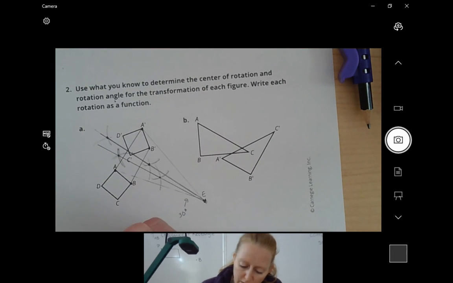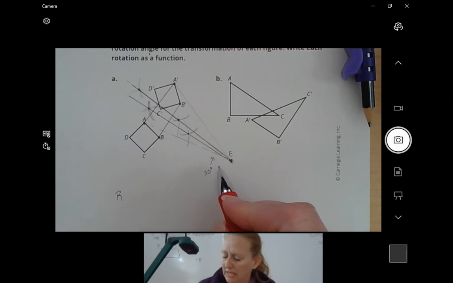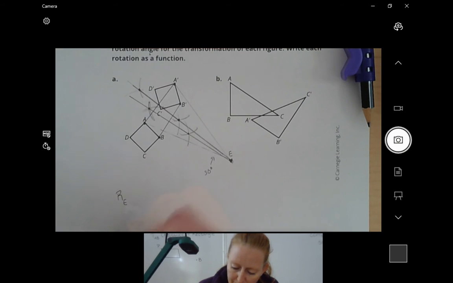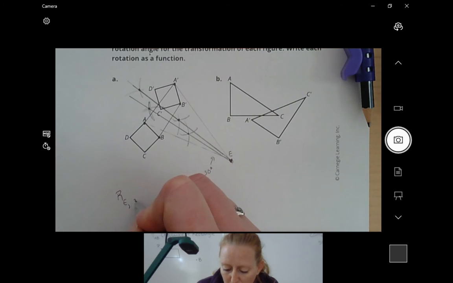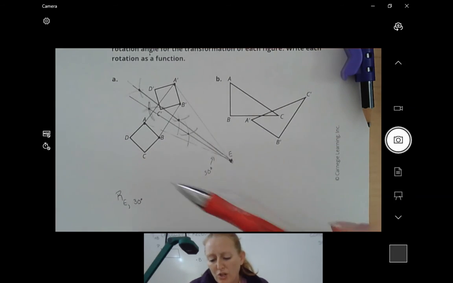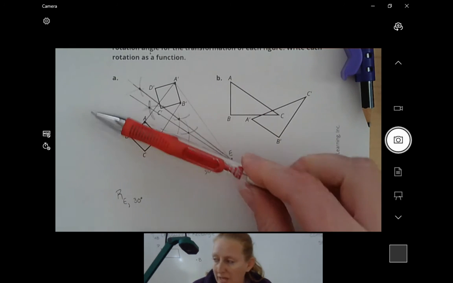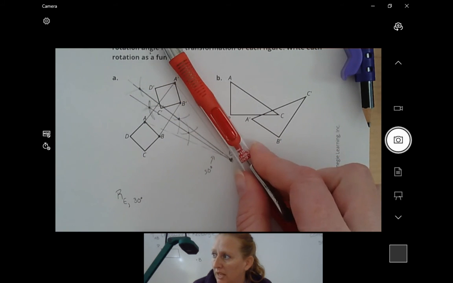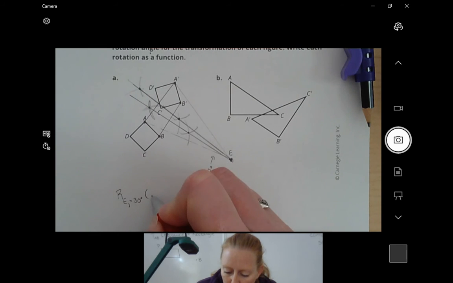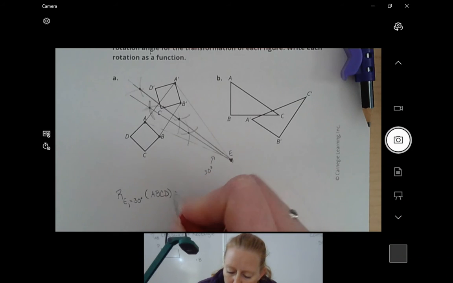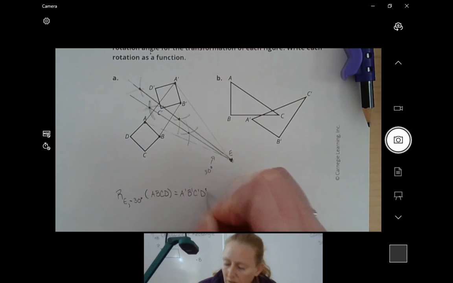So R for reflection. E is my center. Comma, my angle of rotation. We said it's 30 degrees. Now, please be careful. We're going clockwise. If I'm going from A and I'm shifting up here to A prime, I'm moving clockwise. That means that's a negative 30 degrees. My input is, of course, this lovely little guy, A, B, C, D. And of course, the output is A prime, B prime, C prime, D prime. Oops, there we go. I got it.